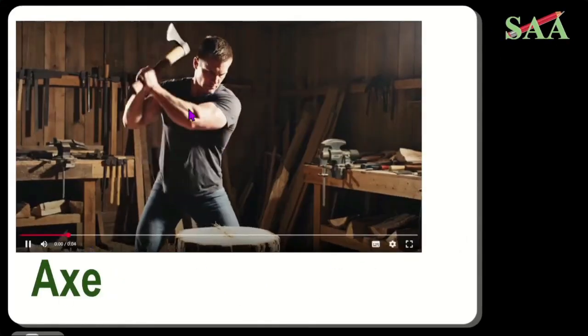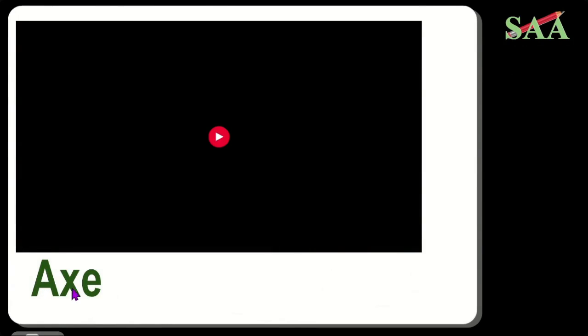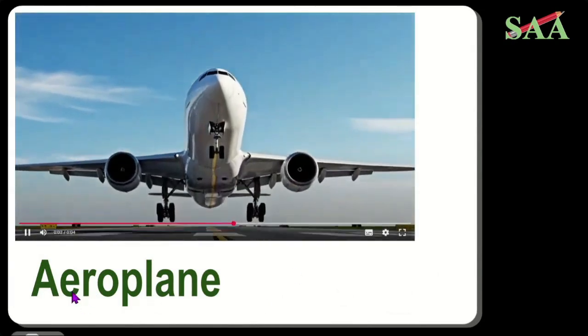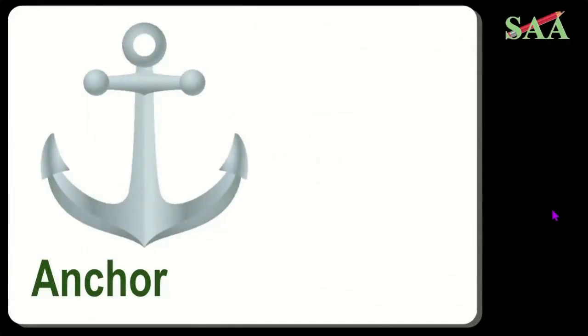Now this is axe. A-X-E. Axe. Okay? And this is aeroplane, right? A-E-R-O-P-L-A-N-E. Aeroplane. See? A-E-R-O. Aero. P-L-A-N-E. Aeroplane. Okay?